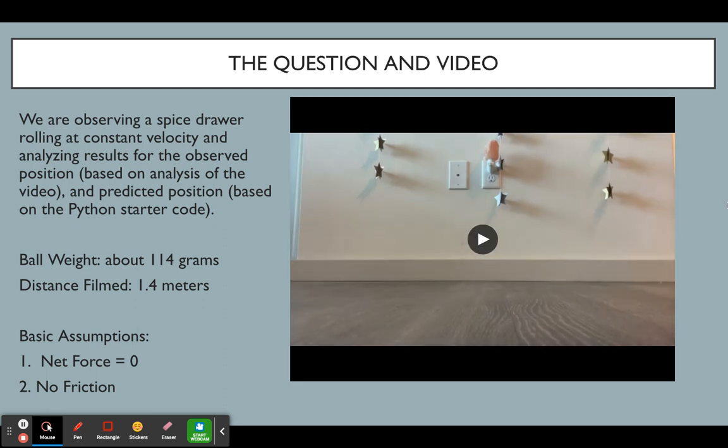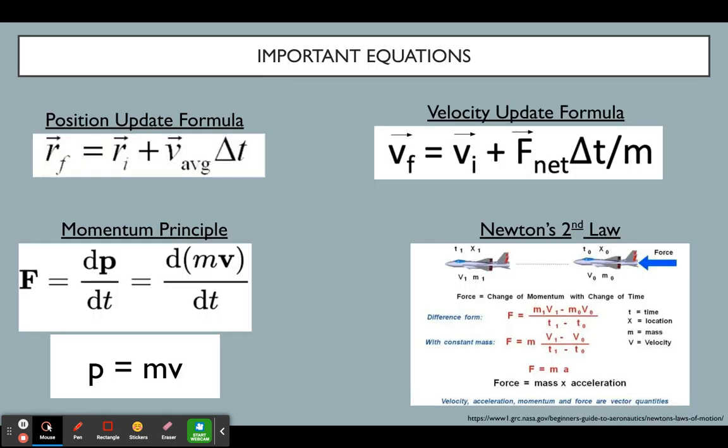My goal for this lab was to show that when net force was equal to zero, there would be no acceleration, and the spice jar would move at a constant speed in the same direction. We were interested in this lab because it allows us to support a standardized rule for the movement of objects, especially when net force is equal to zero.